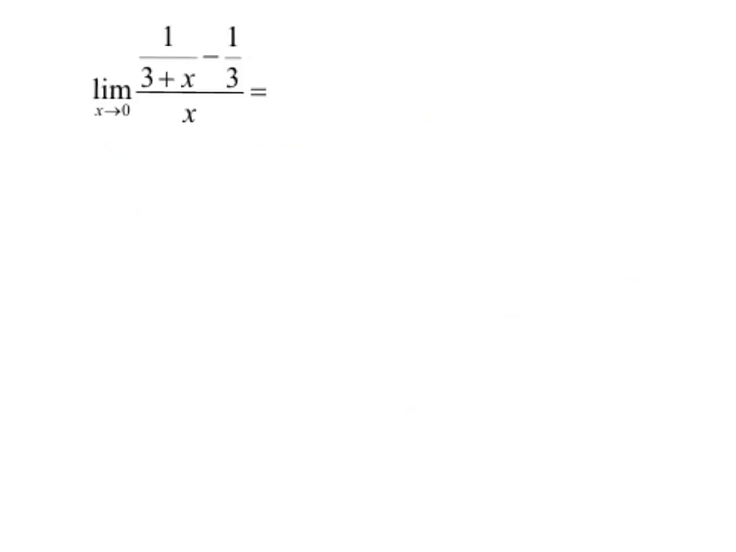All right, like always, we're starting with direct substitution. If I plug all my zeros in for the x's, I get 1/3 minus 1/3, which is 0 over 0, indeterminate form. Doesn't mean I'm done, it means get creative.